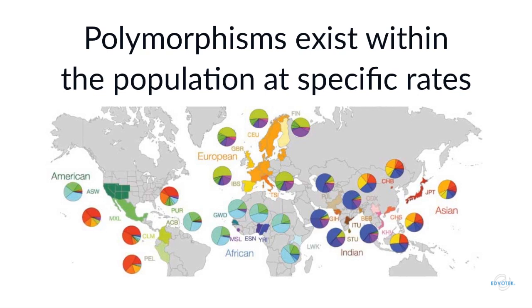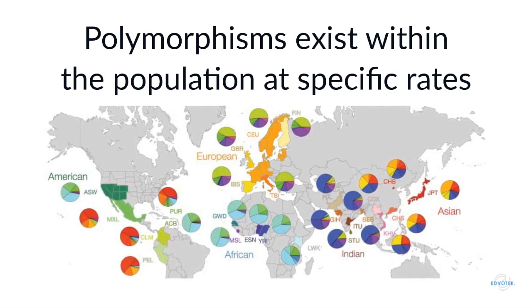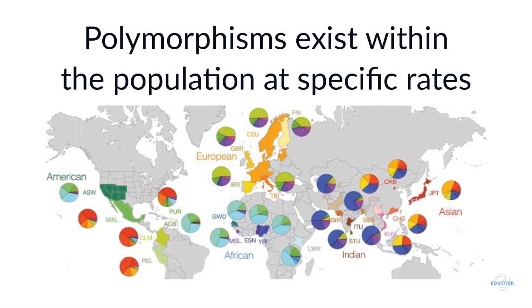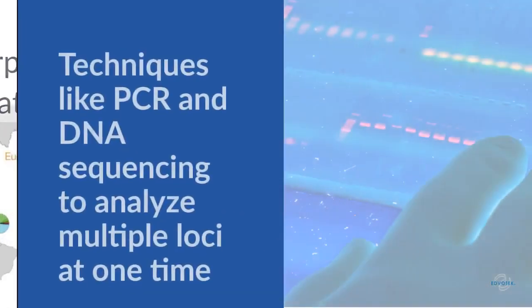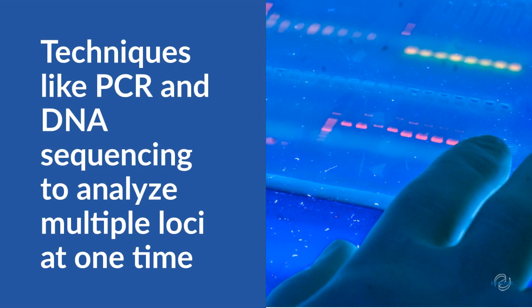These polymorphisms exist at a certain rate within the human population. For example, there is an SNP that occurs in chromosome 19. Nearly 90% of the global population has the G allele, and about 10% of the population has the A allele. Because each allele is common within a population, we can't use a single polymorphism to distinguish between two people. The likelihood of them having the same allele is high.